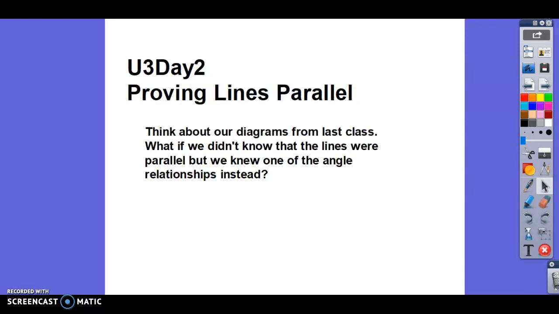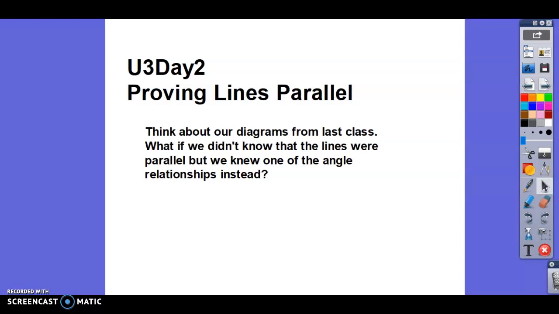Today we are on the second day of proving lines parallel. So think about the diagrams from last class. We had two lines and they were cut by a transversal, right? And so if we knew the alternate interior angles were congruent, then we knew that the lines were parallel. That's an example, okay? Well, what if we didn't know that the lines were parallel, but we knew that one of the angle relationships existed instead?